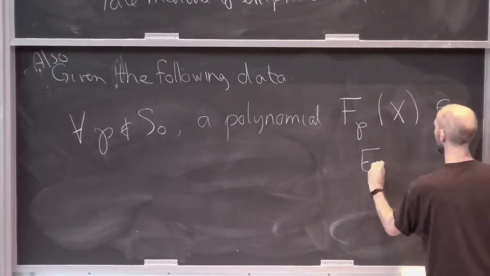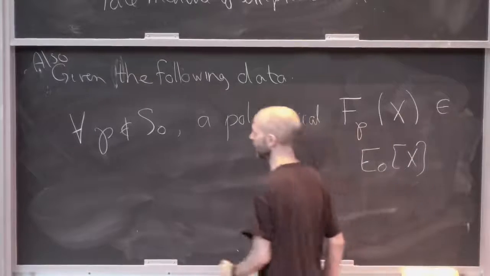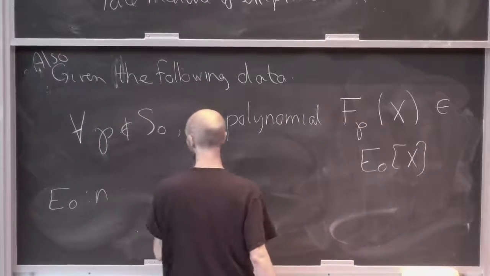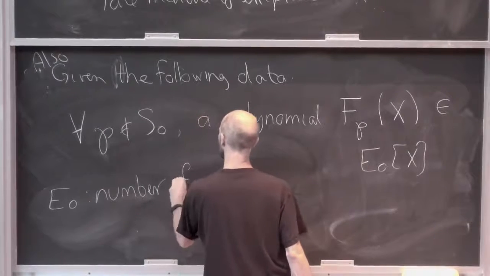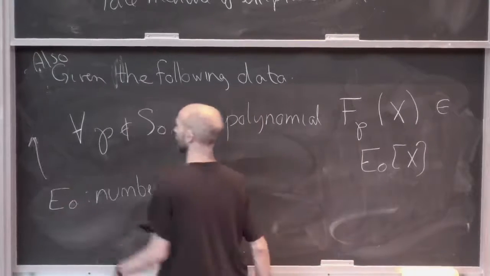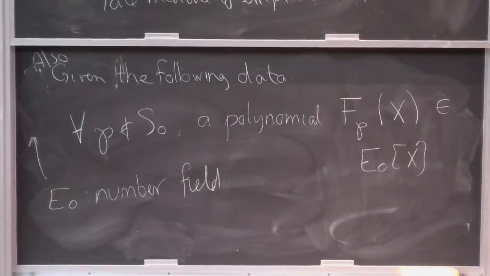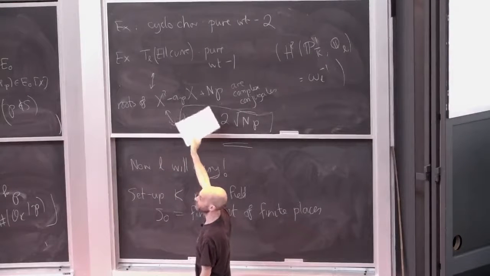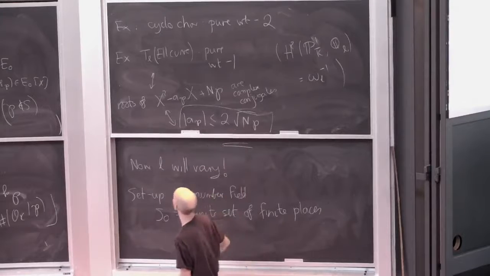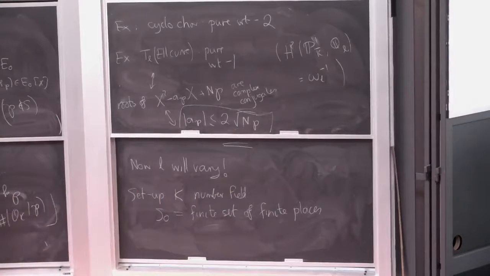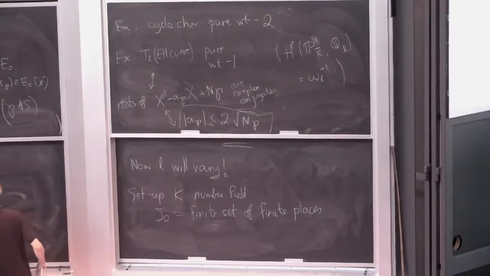This is going to have to live in E0 of x, right? Where E0 is a number field, which should have been mentioned beforehand. So E0 is some fixed number field. Let's just pretend I said that already. And now for all primes P not in S0, I've got some polynomial. There's a great example, right? P is a prime of good reduction. E0 is going to be the rational numbers, and there's a polynomial. Another great example would be Fp of x could just be x minus the norm of P, or x minus P, if you're pretending that E0 is Q, that K is Q.